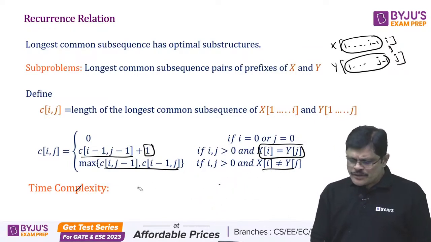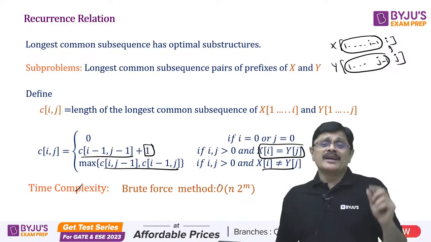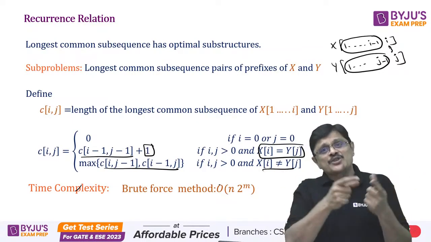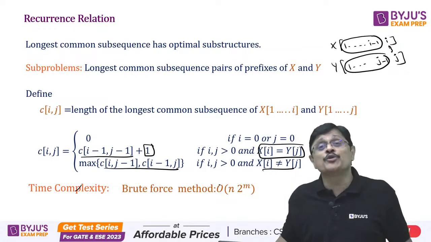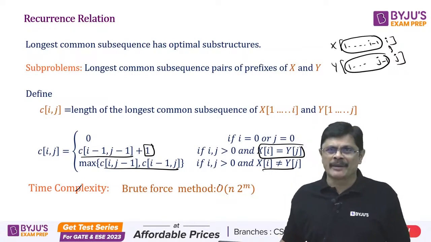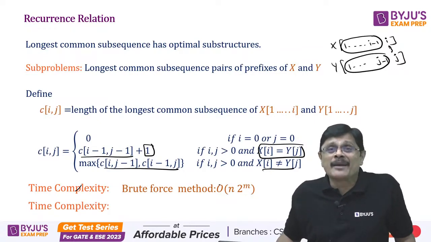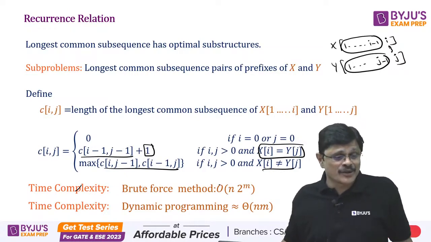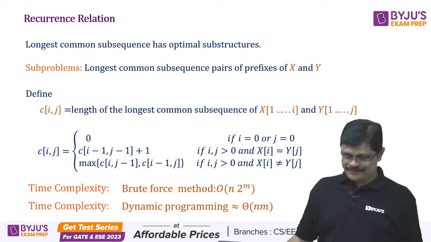See, if you don't use the divide and conquer recurrence relation, the brute force time complexity would be: you have to take every subsequence of the second one and compare it with every subsequence here, my dear friends. So it would be of order n into 2 power m or m into 2 power n. And if you use this dynamic programming approach, the complexity would be simply order n into m. You can solve it using order nm complexity. So that is the beauty of this divide and conquer approach.